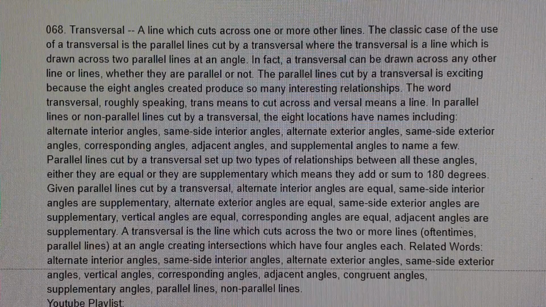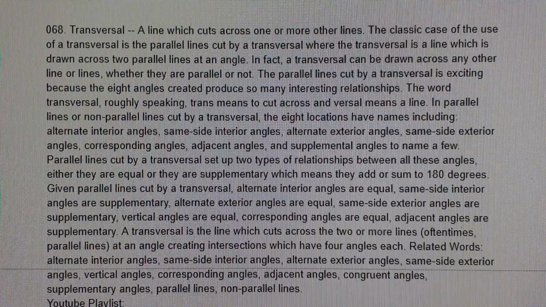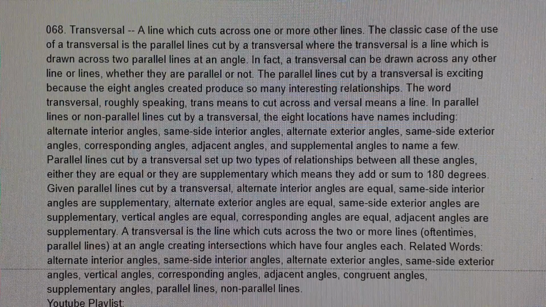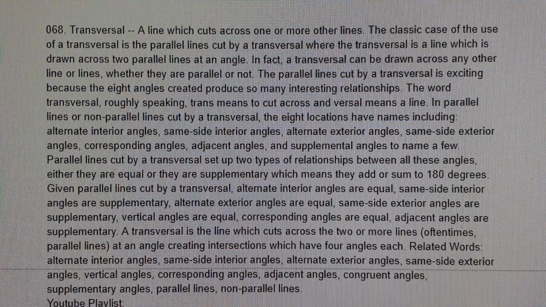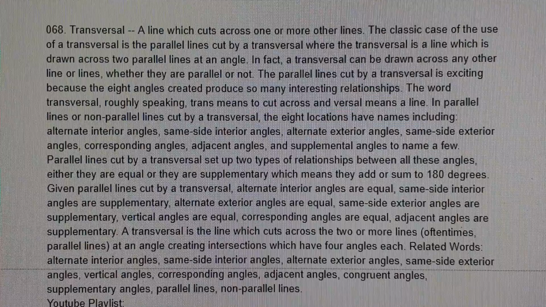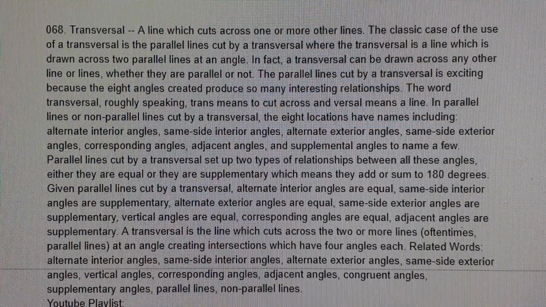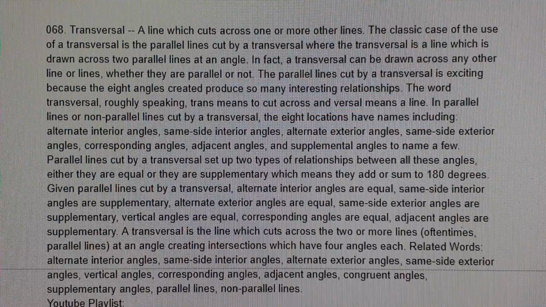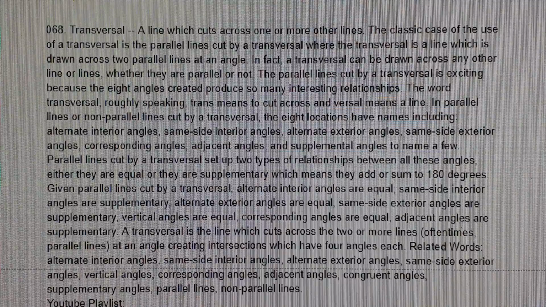The parallel lines cut by a transversal is exciting because the 8 angles created produce so many interesting relationships. The word transversal, roughly speaking: trans means to cut across and versal means a line. In parallel lines or non-parallel lines cut by a transversal, the 8 locations have names including alternate interior angles, same-side interior angles, alternate exterior angles, same-side exterior angles, corresponding angles, adjacent angles, and supplemental angles, just to name a few.